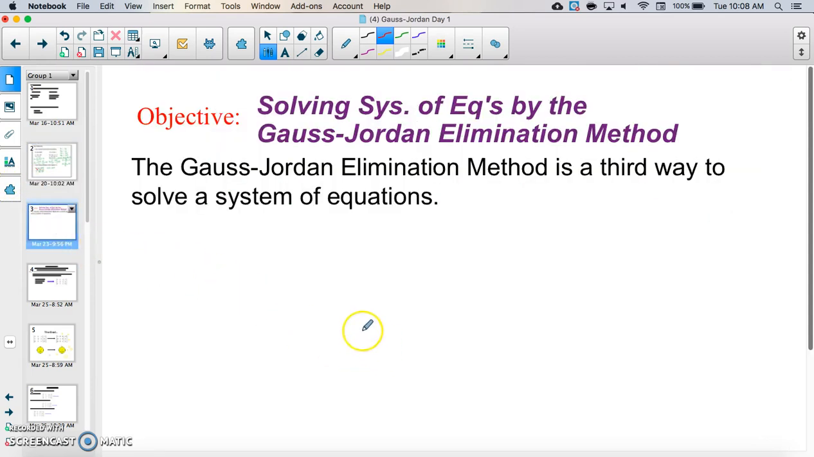So what that leads us to is solving systems of equations by the Gauss-Jordan elimination method. So this is the third way to solve systems of equations. So one more way.